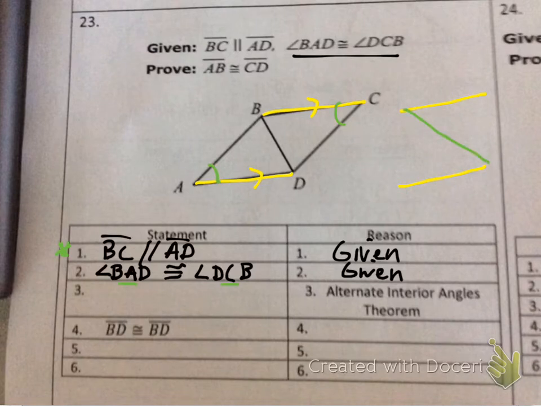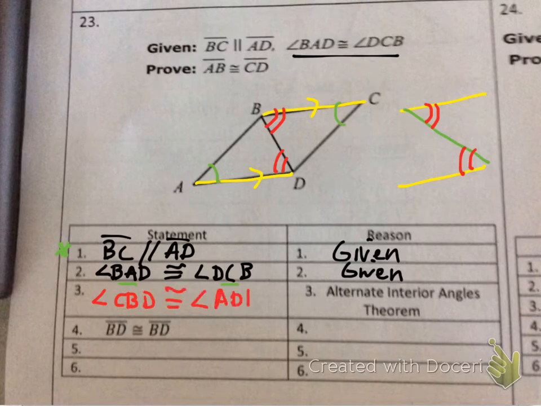So, where are my alternate interior angles? That would be here at this corner. I'm going to use 2 arcs since we already used 1 arc, and here at this corner. Those are alternate interior angles. So, to name them, I need 3 letters. So, angle CBD, as long as B is in the middle, is congruent to angle ADB, again, as long as D is in the middle. And those are alternate interior angles.